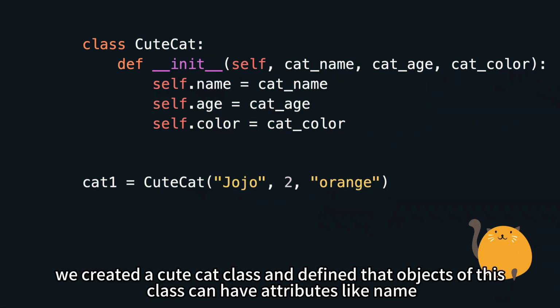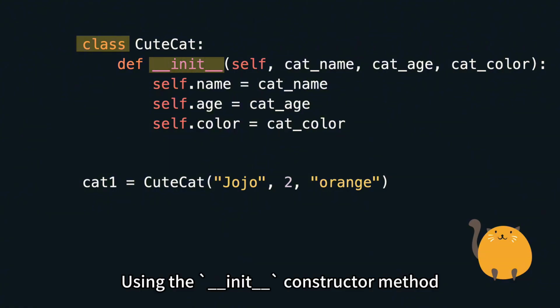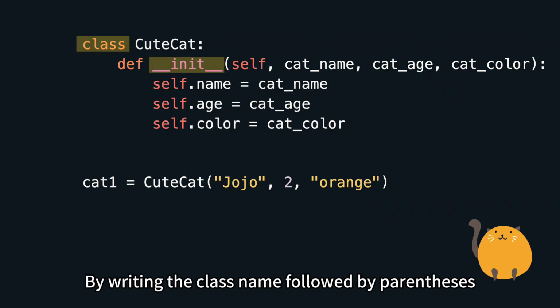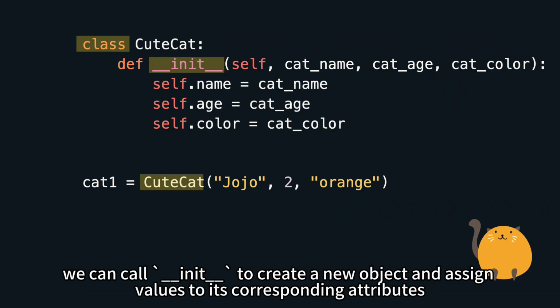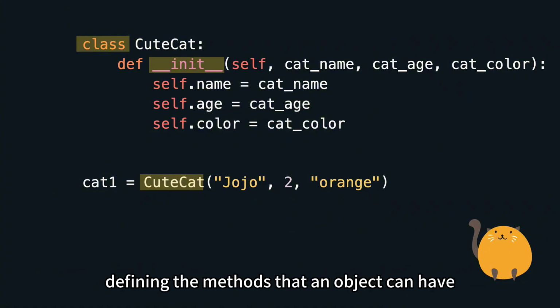In the previous video, we created a cute cat class and defined that objects of this class can have attributes like name, age, and color pattern. Let's review. Using the class keyword, we can create a class. Using the __init__ constructor method, we can define what attributes an object will have. By writing the class name followed by parentheses, we can call __init__ to create a new object and assign values to its corresponding attributes. But there's one thing we haven't covered yet, defining the methods that an object can have.